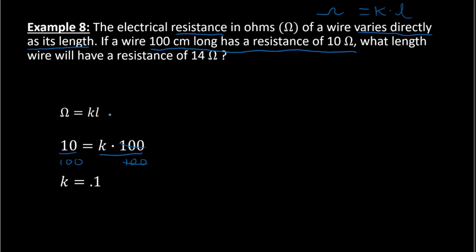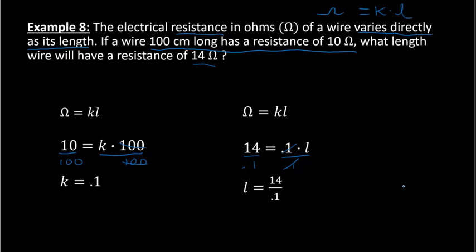So I want to use this equation one more time. So ohms equals k times length. And I look at scenario 2. I know the resistance is 14 ohms, so plug a 14 in, and then k we said was 0.1. So we have 14 equals 0.1 times L. I can solve this for length by dividing both sides by 0.1. So that will divide out.